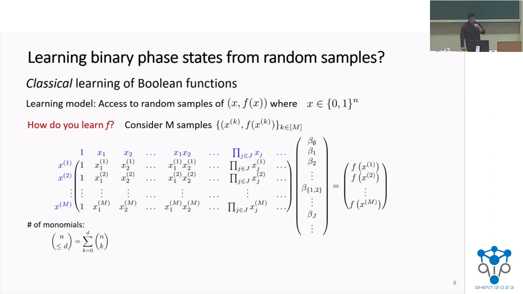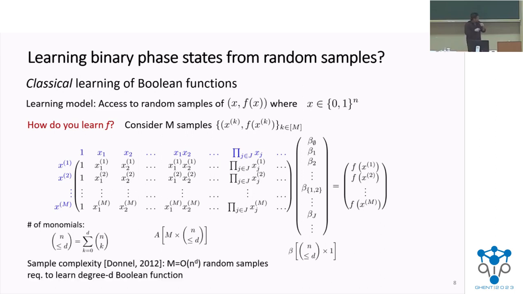The number of monomials present, or the number of columns in this matrix, is, if you fix k, the degree of the monomial that you're allowing, n choose k possibilities. So I'll just denote this as n choose less than or equal to d, where d is the maximum degree. And these are the sizes of the system. In the classical literature, for instance Donald 2012, they show that you need order n to the power d random samples to learn this degree d Boolean function.